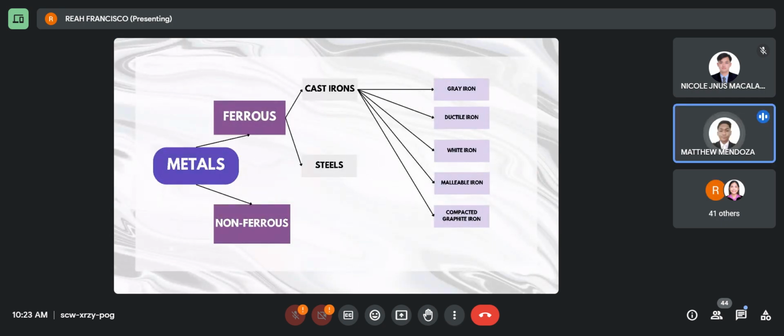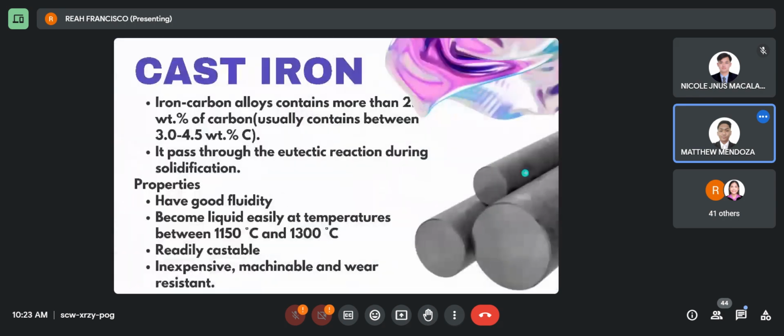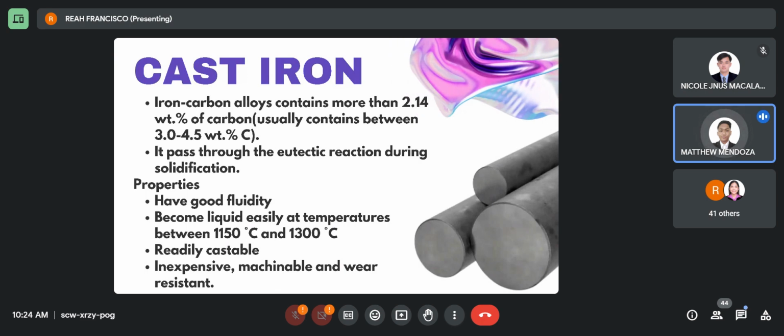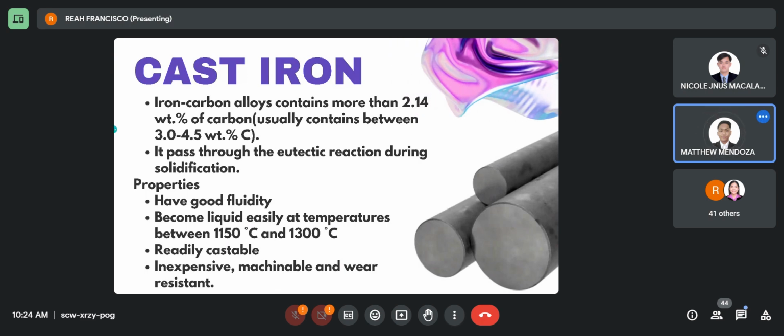So after the discussion of steels, I'll be discussing the other type of ferrous metals, which is the cast iron. So cast iron is iron carbon alloys that contains more than 2.14 weight percent of carbon theoretically. Pero usually po, it contains between 3.0 to 4.5 weight percent of carbon. So it passed through the eutectic reaction during solidification.